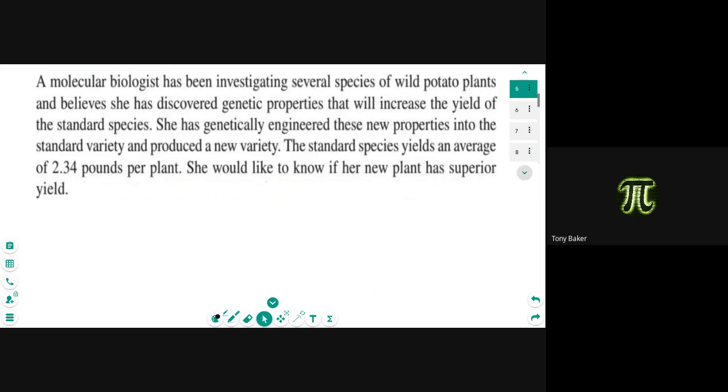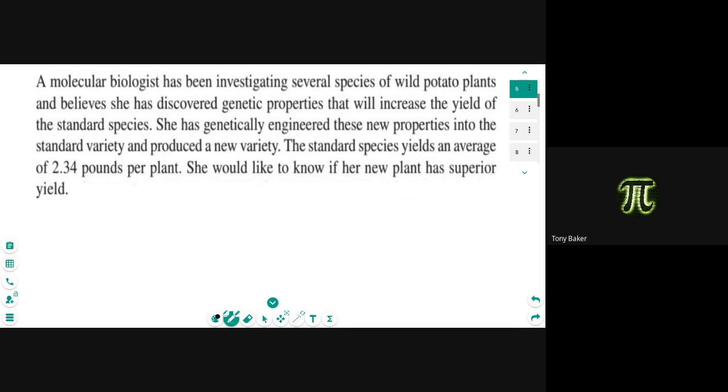So, what is she trying to test? What's she trying to find out? Correct. Okay, so that's what she's trying to test. She's trying to show that her new species will produce more than the original species. Okay, perfect.